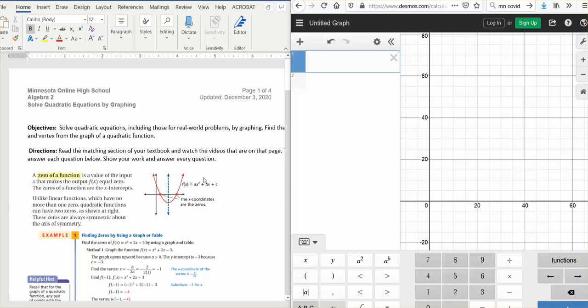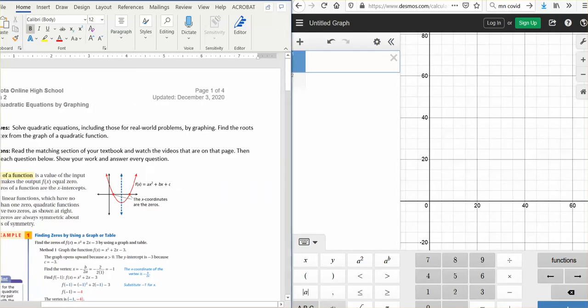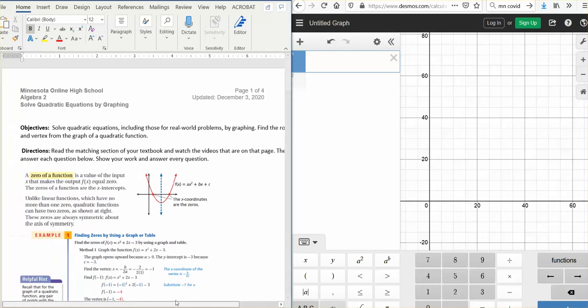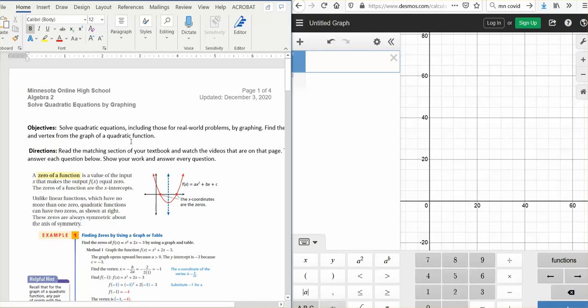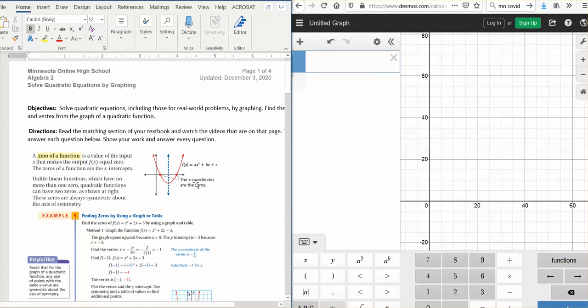In this video, we are going to work on the Solve Quadratic Equations by Graphing worksheet. So we're going to solve quadratic equations, and we're going to use graphing to do that. There's different methods that we'll learn about, and this is just one of them. And we will find the roots, which are the x-intercepts, and the vertex from a graph of a quadratic function. I have Desmos open because I'm going to be using that to complete some of these problems.